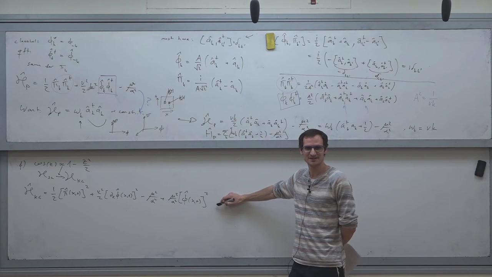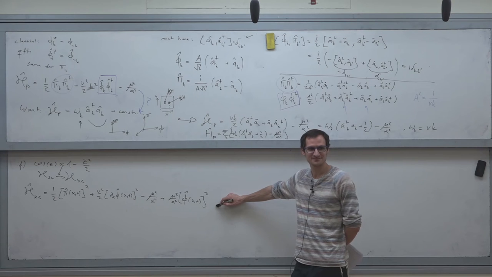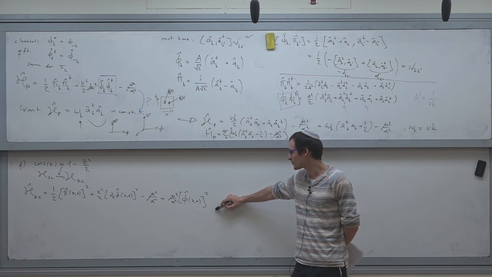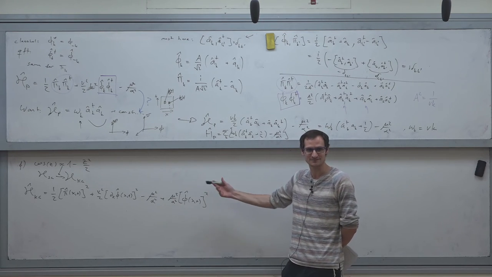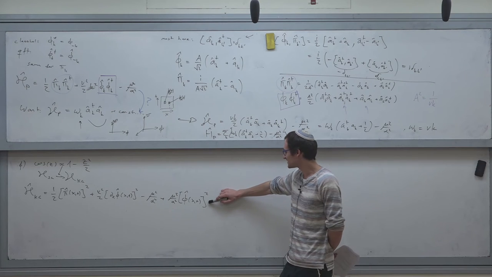We can't just shift it away. That would be easy. Actually, I once had someone who did that in the homework. So let's just shift the potential by phi squared. Yeah, you can't do that. That's your variable. You cannot shift it away. It doesn't really work.